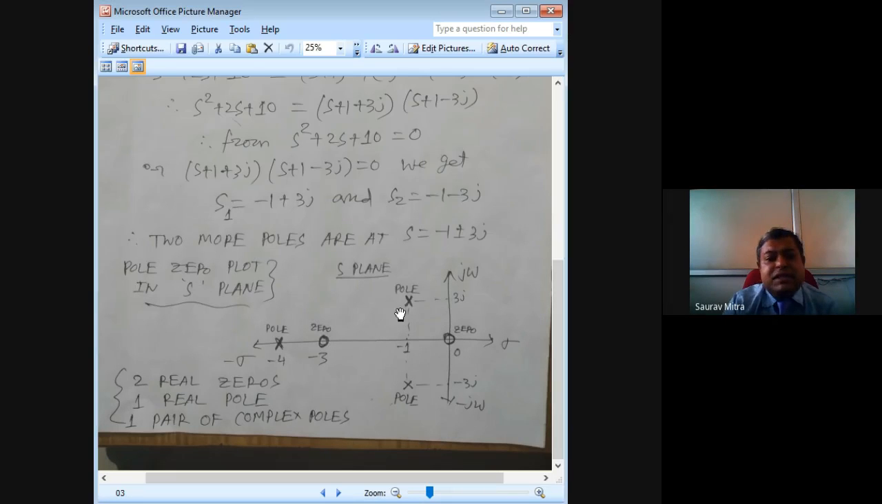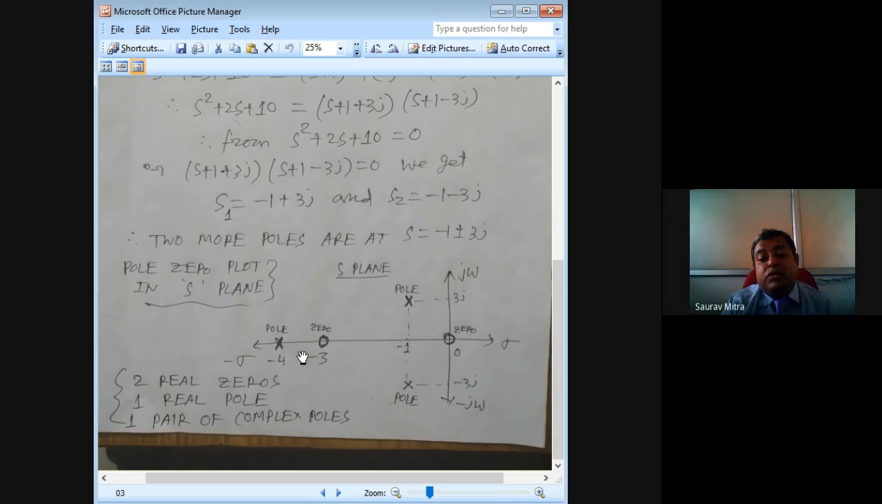So this is the first part. First mark the axes sigma and j omega. Then there is the S-plane. You are supposed to show the pole-zero plot in the S-plane domain. Then you are supposed to write what the zeros are. So the zeros are one at 0, another at −3.